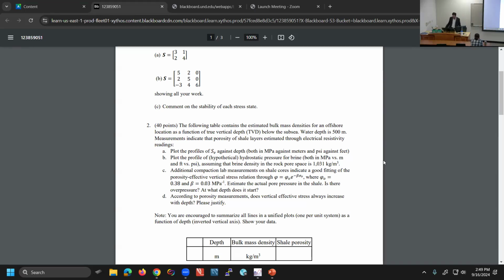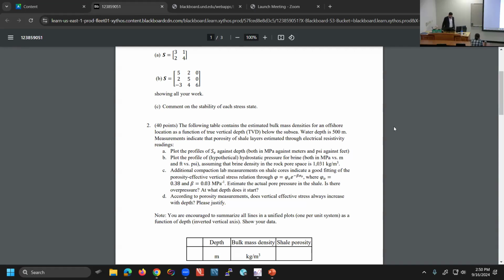Okay, pore pressure. What depth is there overpressure? If so, what depth does it start? Overpressure is when the pressure goes above hydrostatic, exceeds hydrostatic. It's the pore pressure exceeding the hydrostatic of fresh water. That's when you get overpressure. And I think if I ask this question, there should be overpressure somewhere.